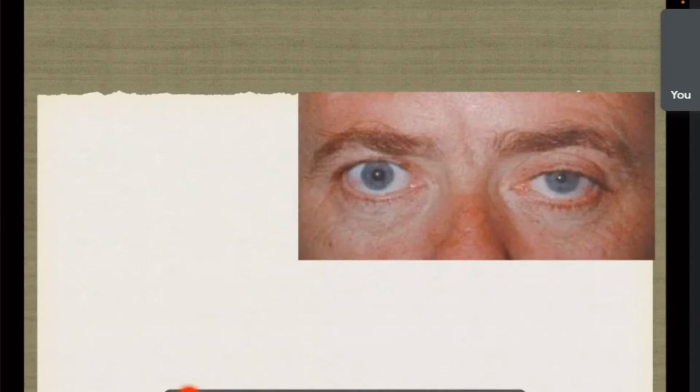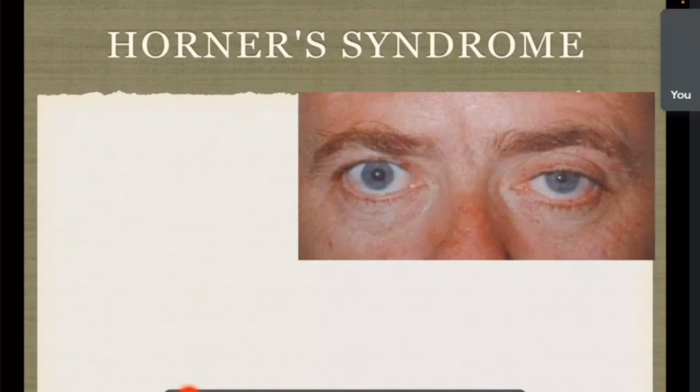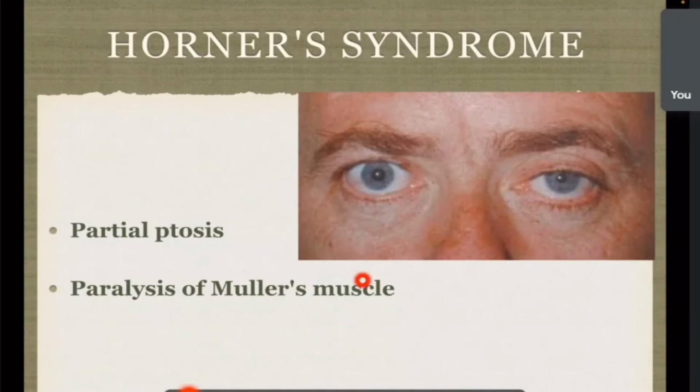So in which condition will the sympathetic fibers be affected? Do you know any condition? This condition is called Horner's syndrome. In Horner's syndrome, you get partial ptosis, and that is because of paralysis of Muller's muscle alone. The levator palpebrae superioris is not paralyzed, as that is supplied by the third cranial nerve. So if the third cranial nerve is intact but only the sympathetic fibers are lost, as seen in Horner's syndrome, you get partial ptosis. Only the Muller's muscle is affected.